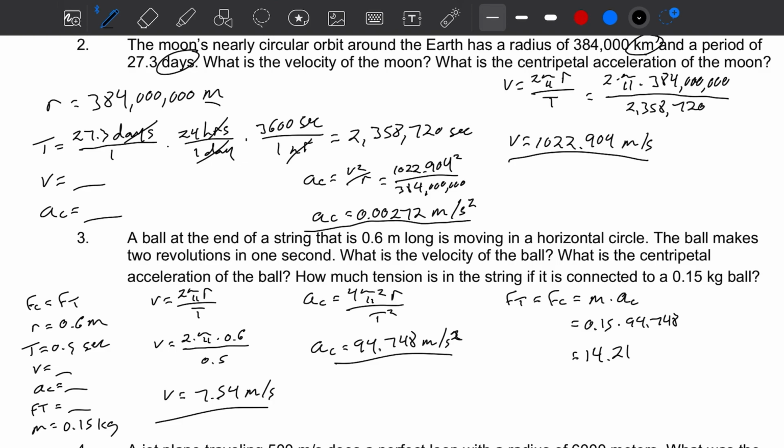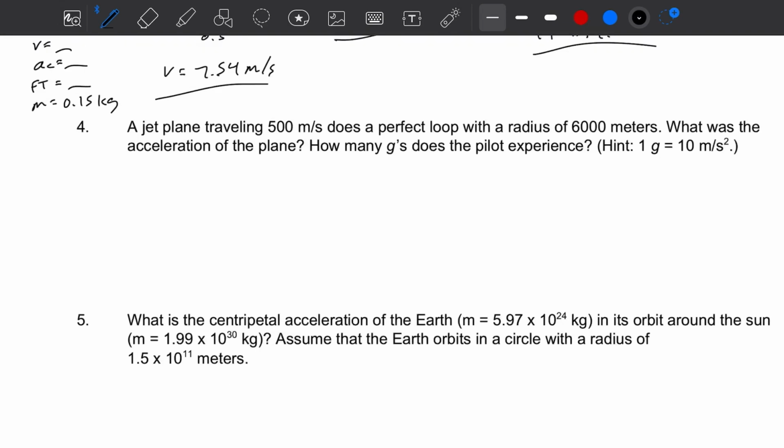I'm getting 14.212 newtons for my force. Number 4, a jet plane traveling at 500 meters per second, so my velocity is 500 meters per second, does a loop with a radius of 6,000 meters. So radius is 6,000 meters. What is the acceleration of the plane?